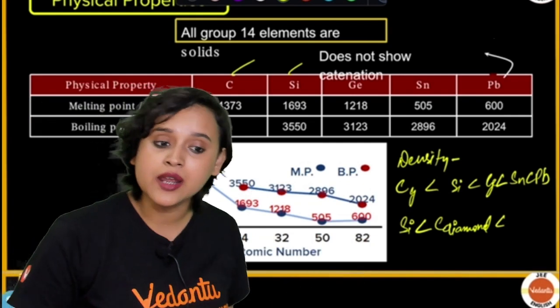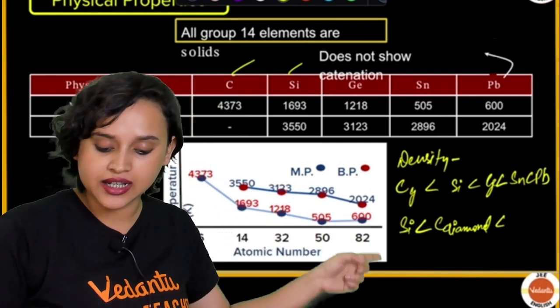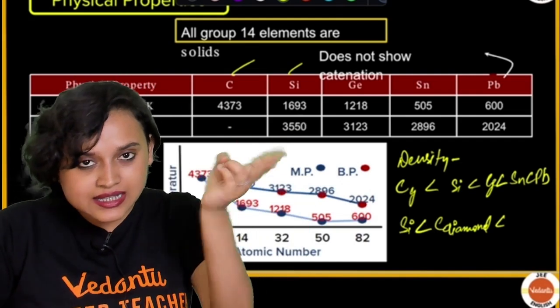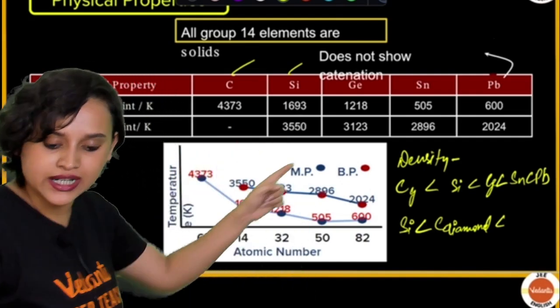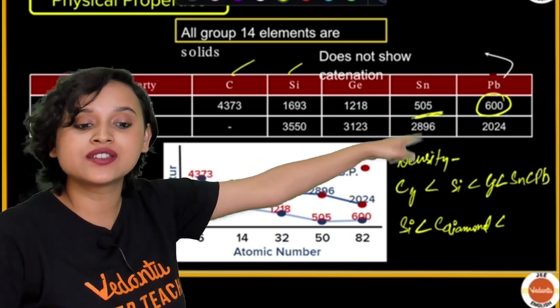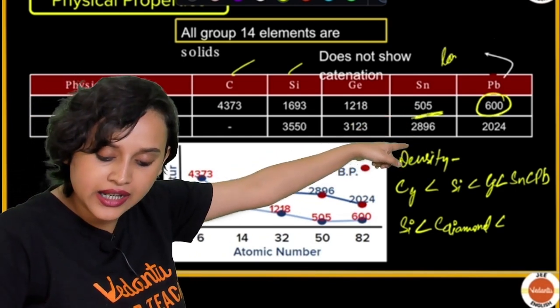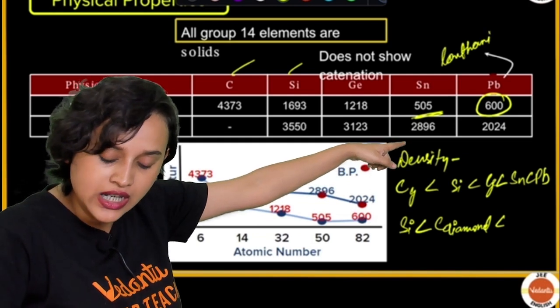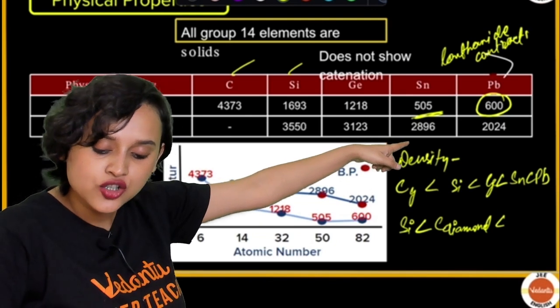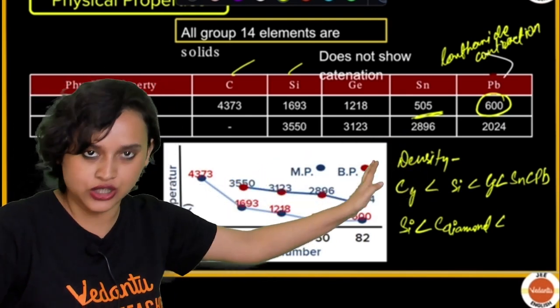In case of melting point, we see that it is carbon, then silicon, then germanium, then tin, and then lead. But there is a slight difference here. If you notice, everybody, lead has a higher melting point than tin. Why so? Because of lanthanide contraction, we see that there is a switch here.